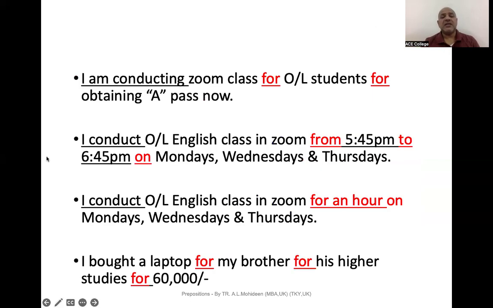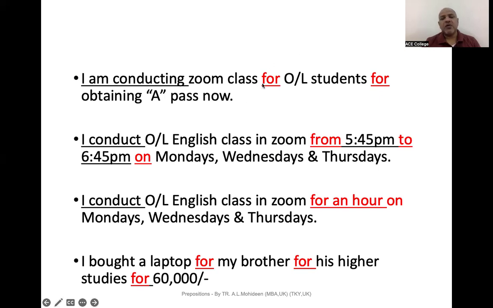So now you can see the examples. I'm conducting Zoom class for O-level students. So this is the person. For what is the reason? For obtaining a pass. So now the reason is mentioned here, for obtaining. So if you are going to use other prepositions, you have to put ing. You have to remember this. To obtain a pass, or you can say for obtaining a pass.